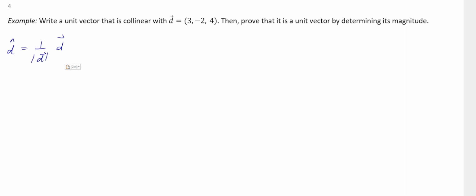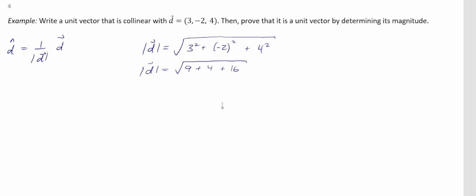This is something you've seen, this formula right here, from the previous unit. There's my formula for the magnitude of vector d. 3 squared is equal to 9, -2 squared is equal to 4, and 4 squared is equal to 16. So I've got 9 plus 4 plus 16 all square rooted, and that should give me the magnitude of d is equal to the square root of 29.